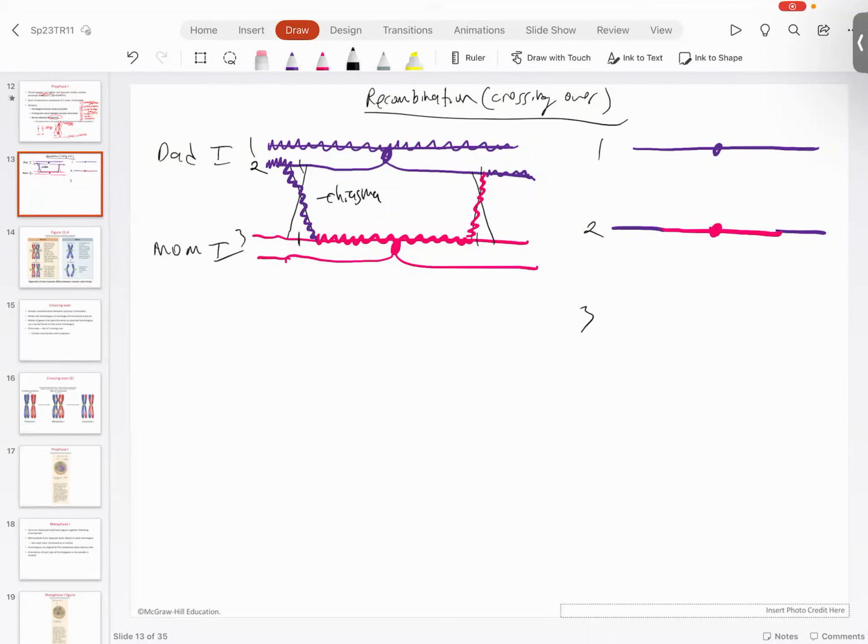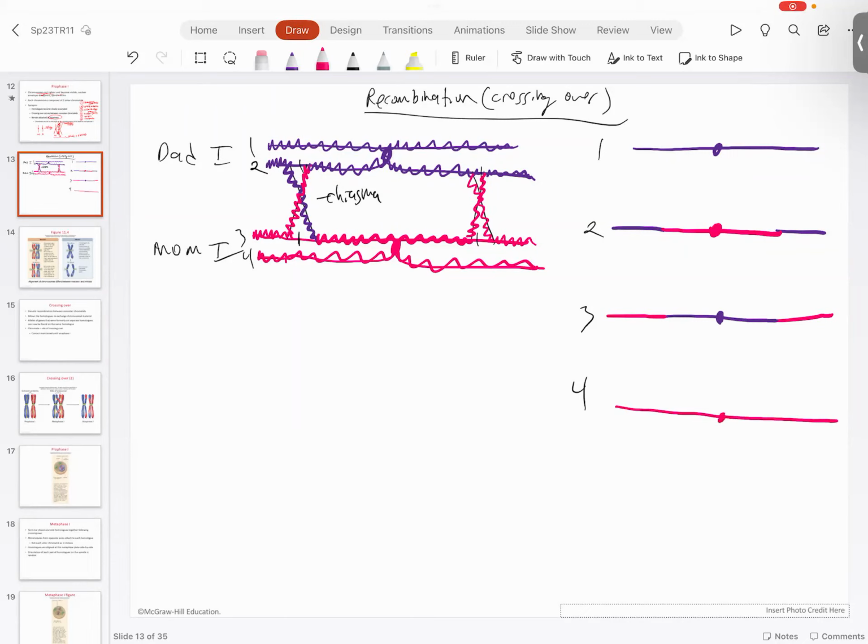Now for number three. For number three, you pick up the pink, you hit the crossover, you go across the bridge, then you hit the purple, then you pick up the centromere of the purple, you hit the crossover, you go across the bridge, and then you pick up the pink. So this one here looks like this. Now let's take a look at four. Four basically is all pink. Pick up the centromere, and it looks like this.